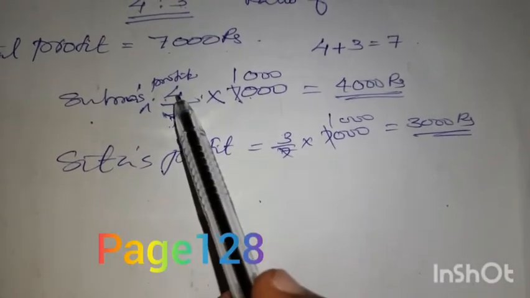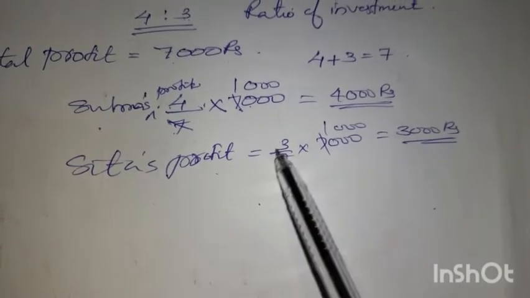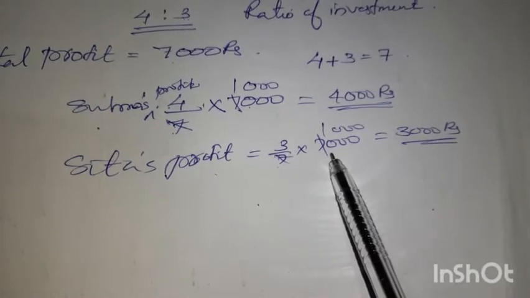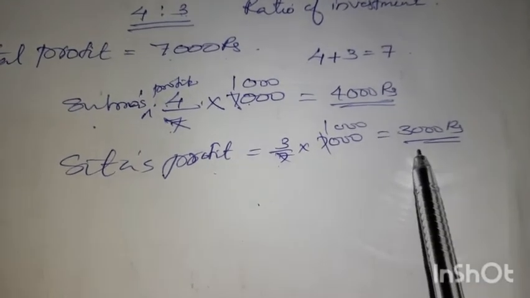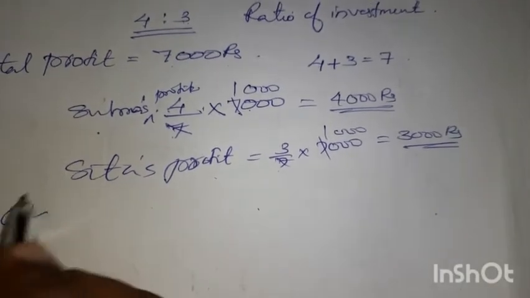Suhra's investment is 4 part of 7 multiplied by the total profit. Sita's profit is 3 part of 7 multiplied by the total profit. So they got 4,000 and 3,000. Or we can do it in another way also.